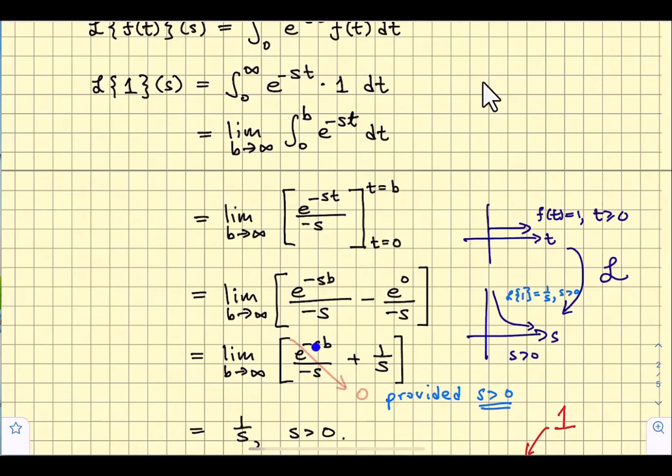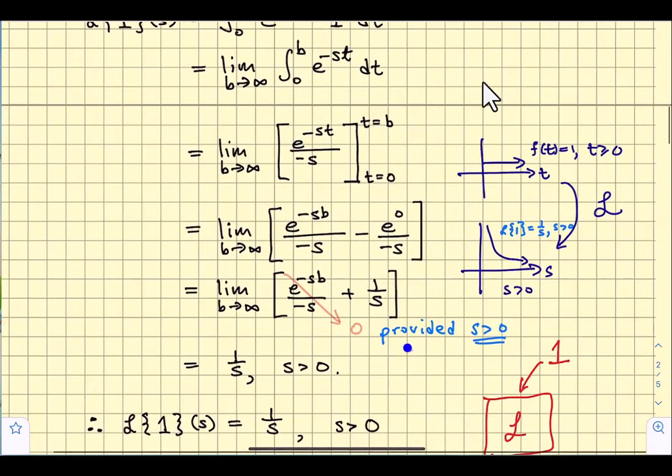That if s is negative, then this part of the expression will become unbounded. So since b is already positive and b is getting large, we need s to be positive in order for this to be a decaying exponential and for the limit as b goes to infinity to exist. And when it does, it's going to 0 because it's a decaying exponential function.